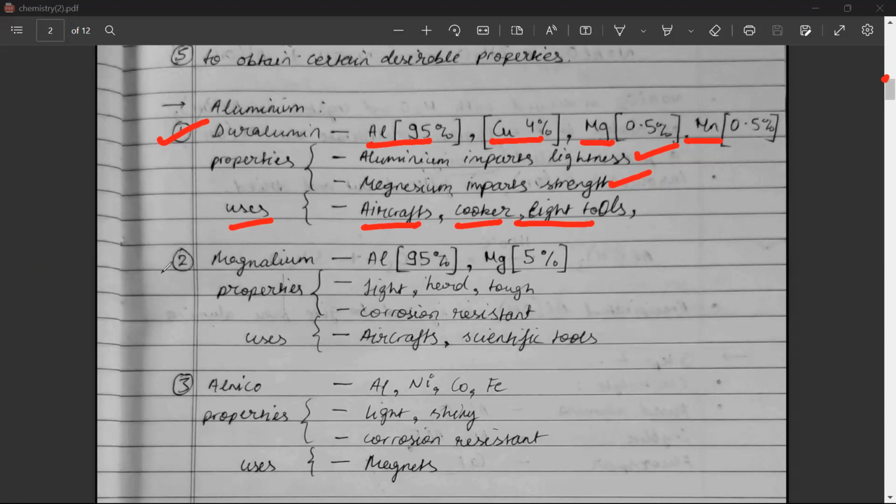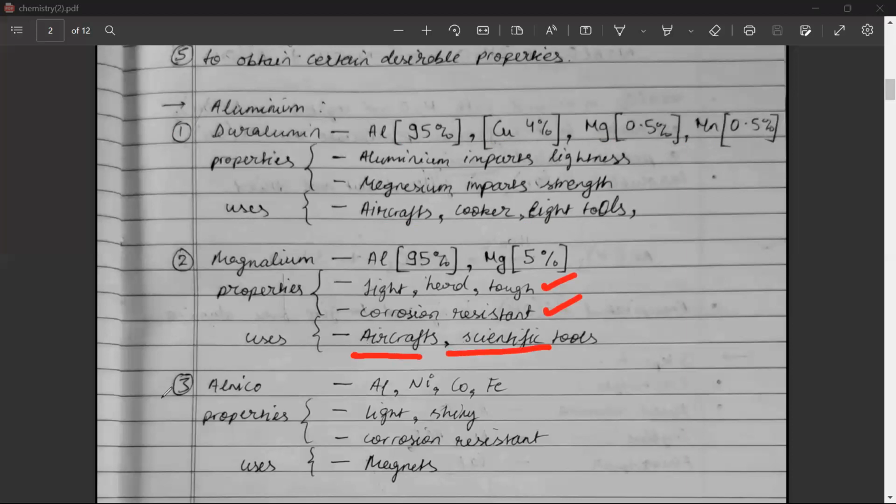Then we have the second alloy of aluminium, known as magnalium. It has aluminium again forming almost 95% of it, and then you have magnesium, which constitutes about 5% of the entire composition. Now what are the properties? It is light, hard, tough, and corrosion resistant. It is used in aircraft and scientific tools.